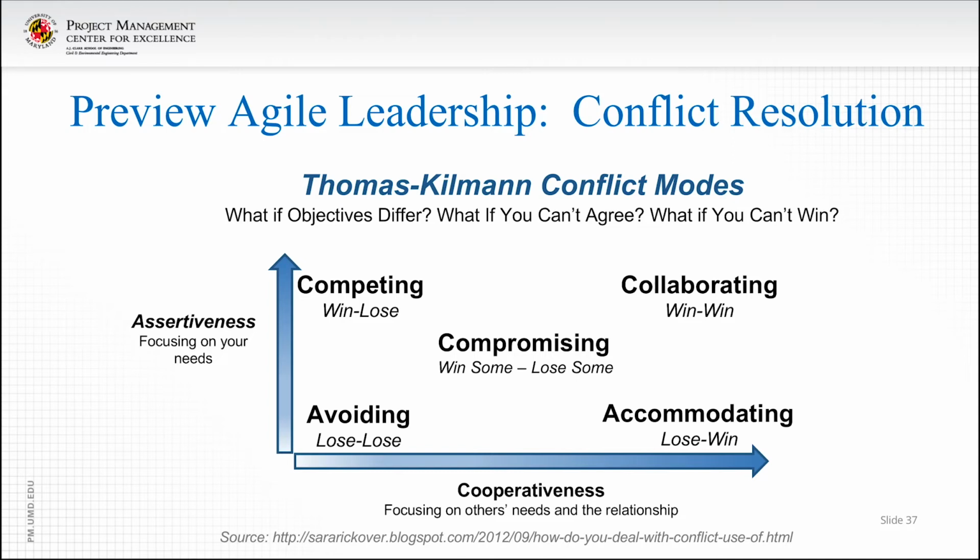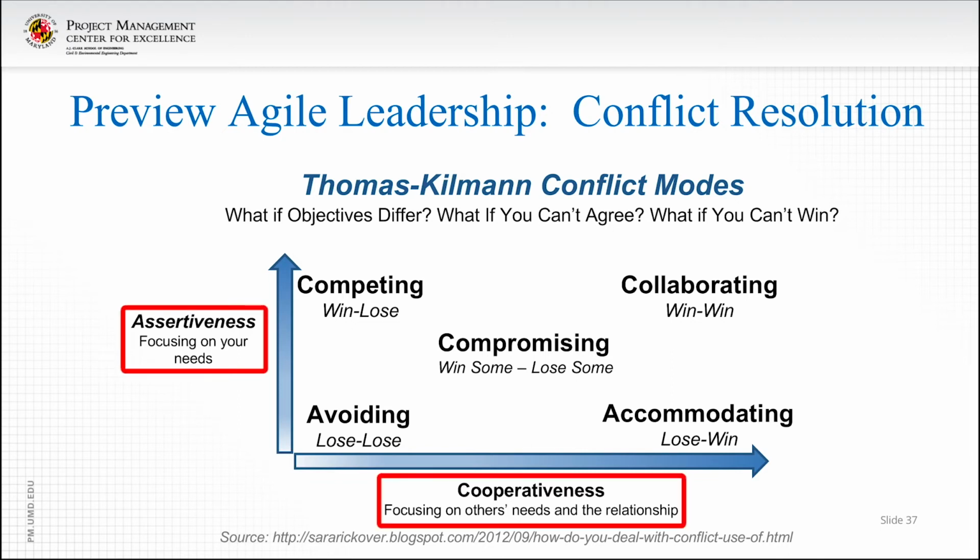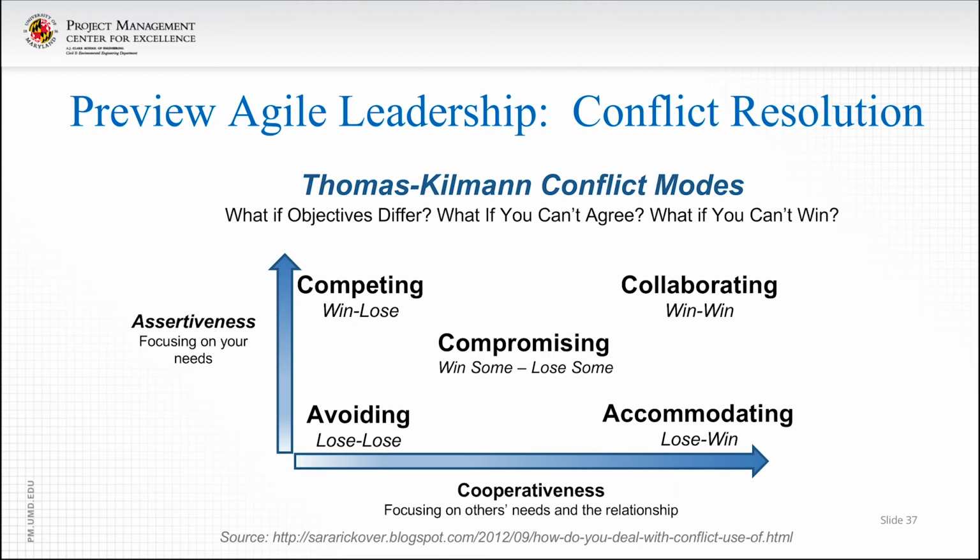So this is a little bit of a preview of the Agile Leadership course, but what we're showing here is that there are 5 different styles of conflict modes, and it all depends on your assertiveness and your cooperativeness. If you're going to be highly assertive and very cooperative, you're going to go for a win-win, a collaborative solution. That oftentimes involves having the same objective, aligning objectives, and then being able to solve for the problem.